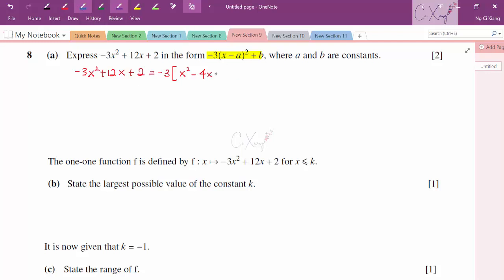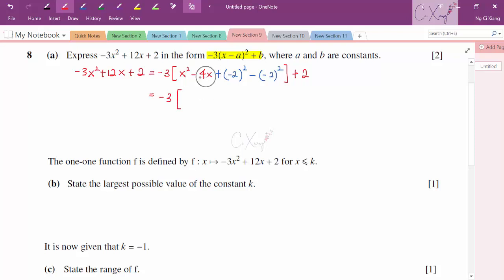And after that, I need to start the process of plus something squared and minus something squared for the completed square form. Alright, so the something here will be negative 4 divided by 2. Therefore, I'm having negative 2 and a negative 2 here. The original plus 2 in the expression, I will just keep it outside.